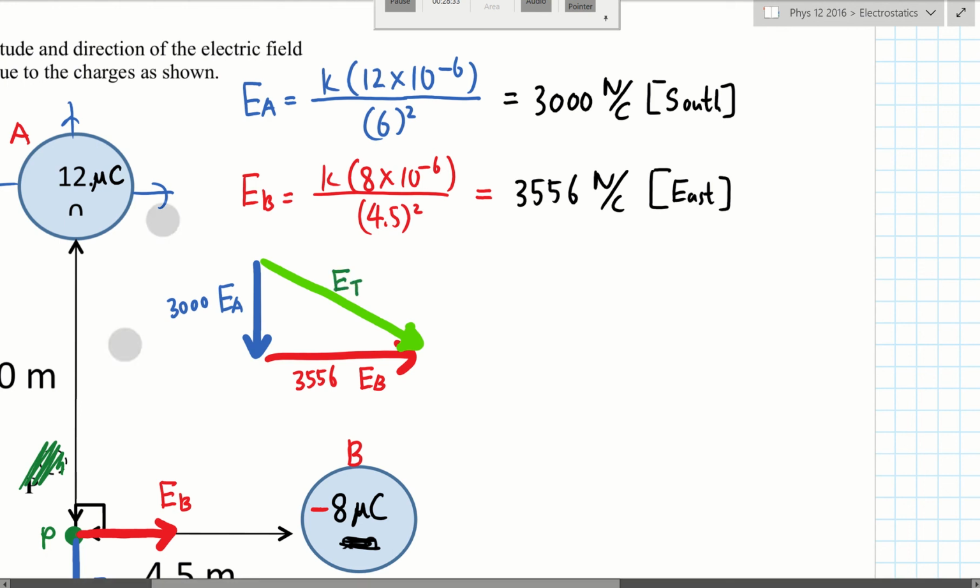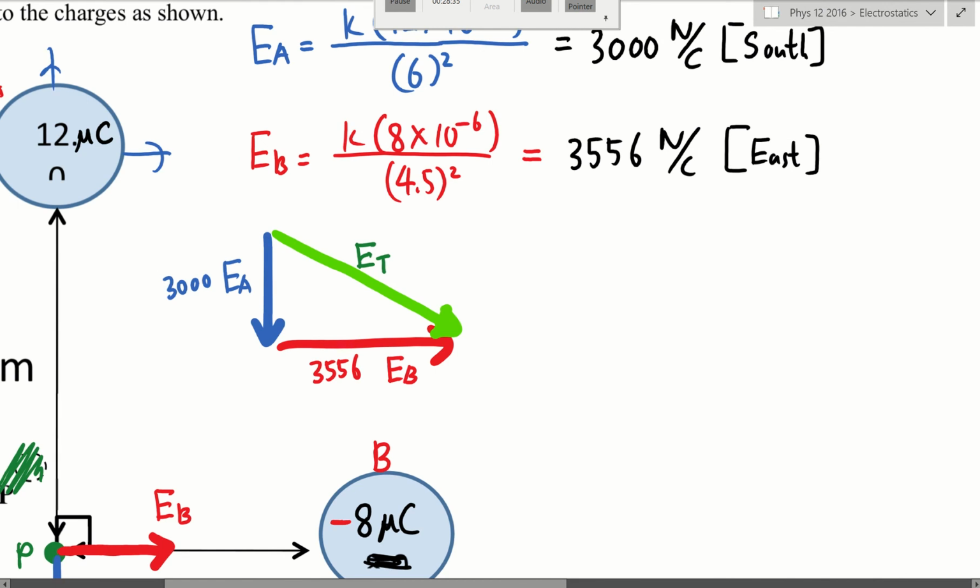So to get that, easy. I mean, how many times have we done a vector diagram like this where we had to figure out the angle and the magnitude of the resultant? Too many times, right? So we are going to use Pythagoras for the magnitude. So it will be the square root of 3,000 squared plus 3,556 squared. If you add them together, it's going to be 4,652 Newton per Coulomb.